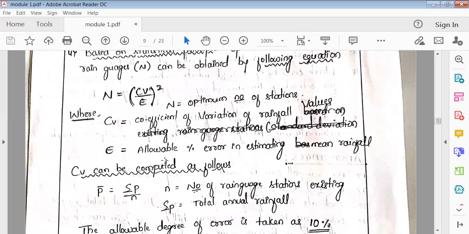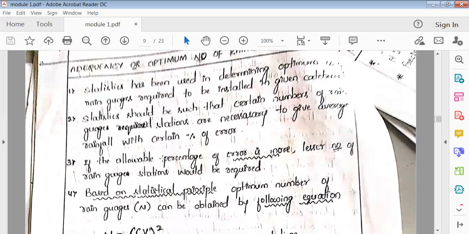Okay. After this, we have the adequacy or optimum number of rain gauge stations. So how to calculate this? Like how many rain gauges have to be installed and at what distance and what spacing. So all this is discussed here.